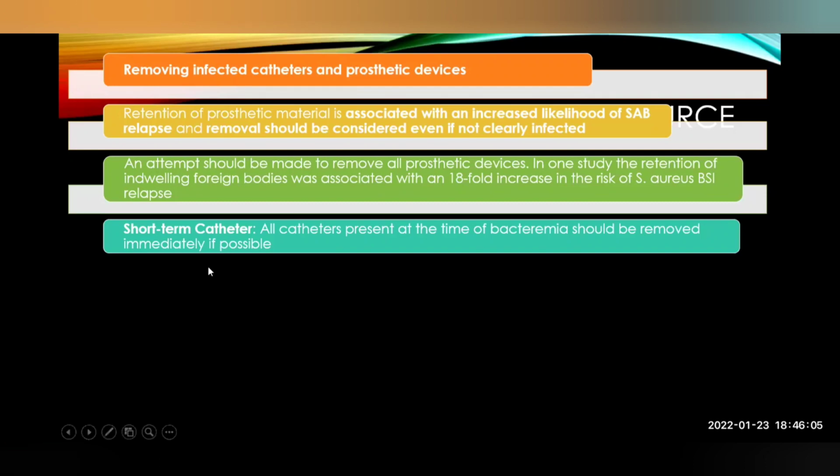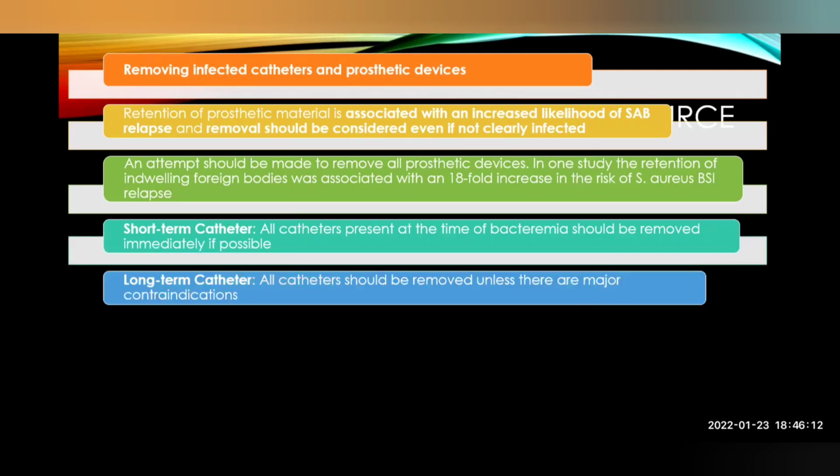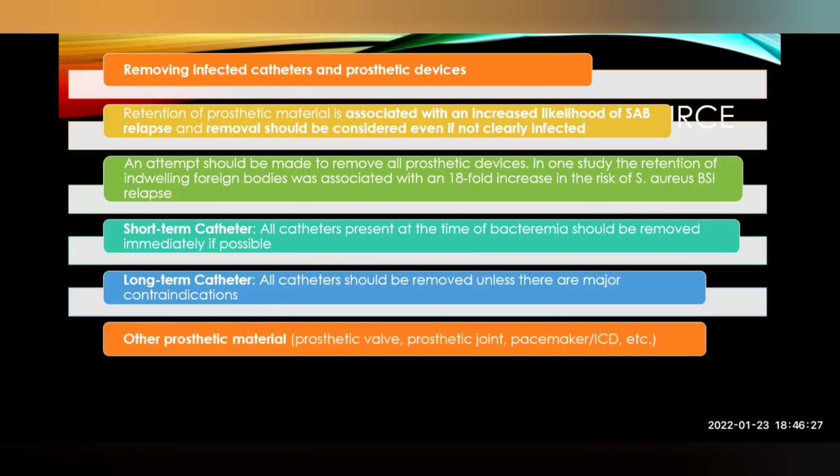Especially if the patient is having a short-term catheter, it is necessary that it should be removed immediately. If it is a long-term catheter, and there is no other contraindication, you can reinsert it. So the first option will be to remove. If it can't be removed, you can use antibiotic lock therapy.